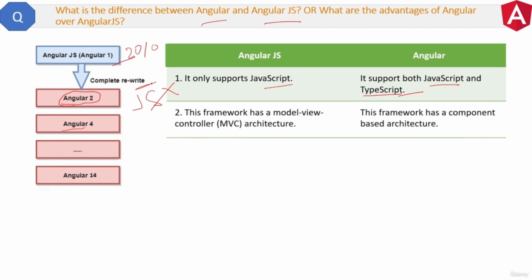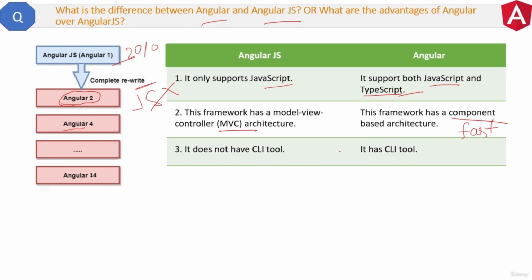Second difference is AngularJS has a model view controller architecture, whereas Angular has a component-based architecture, and component-based architecture is much faster than MVC architecture. Then AngularJS does not have a CLI tool, but Angular has a CLI tool, with which you can easily create components, services and other things with the templates.